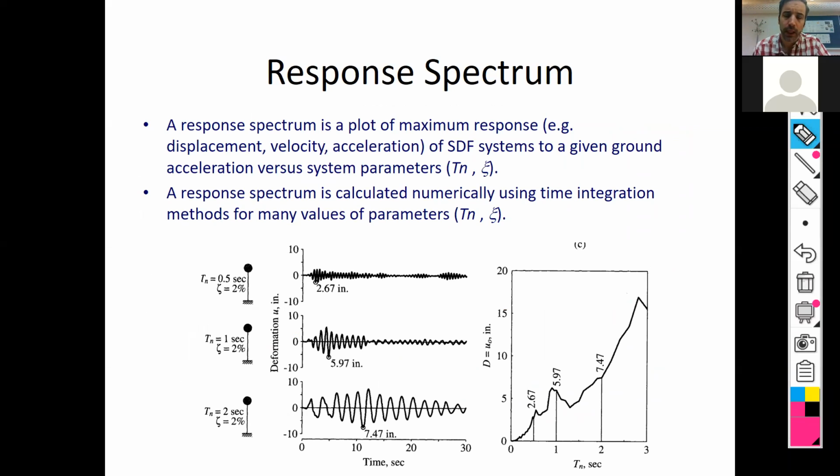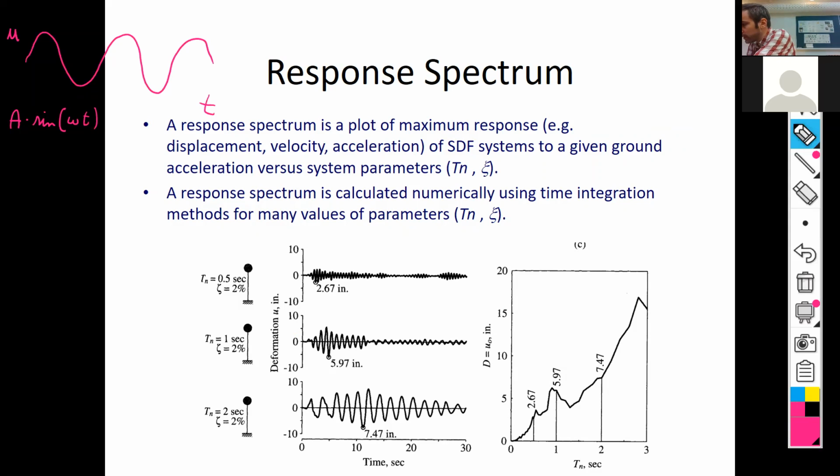Let's say that we have a response of a structure which is a perfect sinus wave, right? It looks exactly like this. So this is the response U with time. Then the response will be some amplitude times the sinus of omega t, right? This is one spectrum.